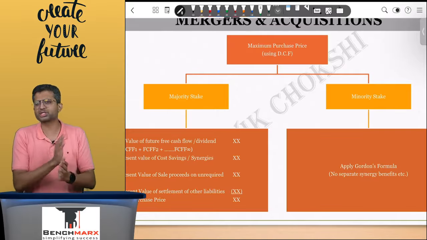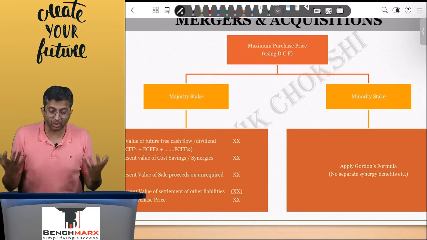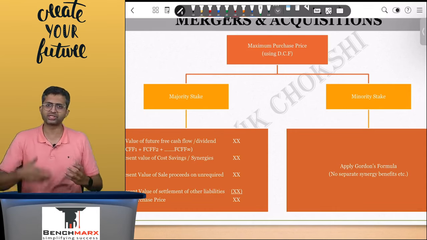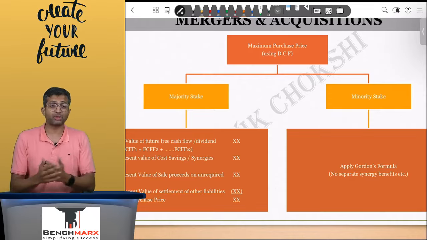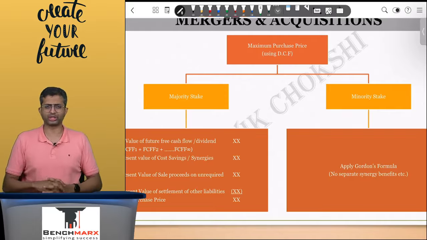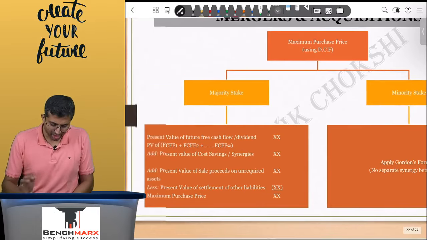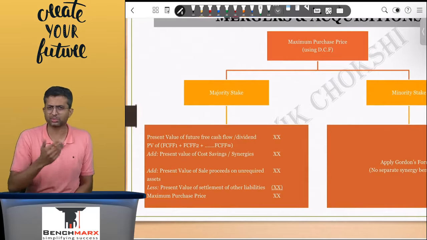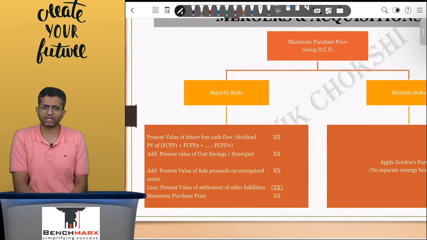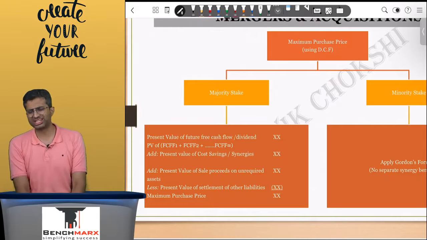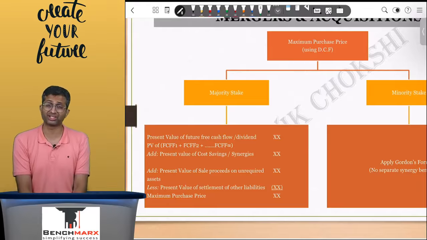So you will take the present value of all future dividends based on the dividend policy that you want to follow, plus the present value of synergies, that is cost savings if any, that you generate, plus the present value on the sale of unrequired assets or liabilities that you might also get. And if there are any liabilities that you have to settle of the other party, you will subtract the present value of the liabilities that you are taking over as well. After all of that, what you get is the maximum purchase price. If you have subtracted debt as well, that gives you the maximum purchase price for equity.